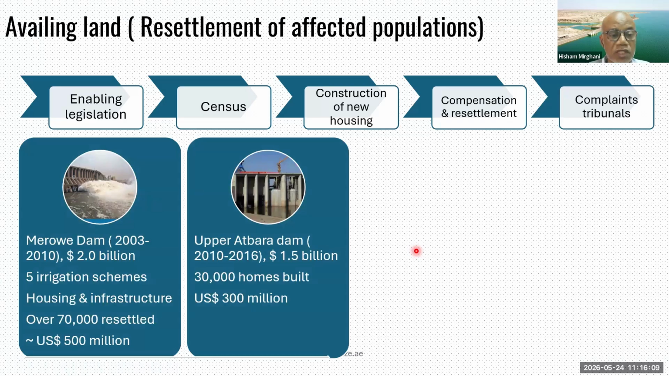The Meru Dam, which was completed in the year 2010 at a cost of about $2 billion. The resettlement cost was $500 million, and this included housing and infrastructure, water and power, and also irrigation schemes for livelihoods of the affected population, and over 70,000 were resettled. In the Upper Atbara Dam, which was completed in 2016 at the cost of $1.5 billion, the resettlement cost was $300 million, and this went mainly into constructing about 30,000 homes over a period of about six years. So this is a huge effort involved in the resettlement.